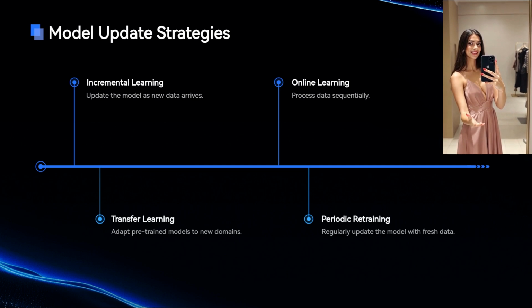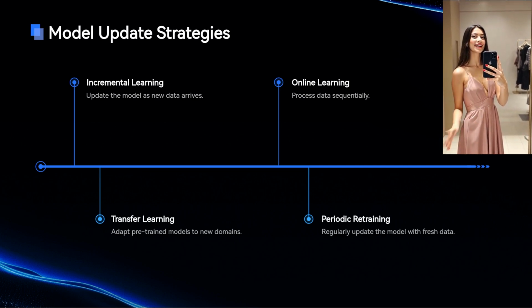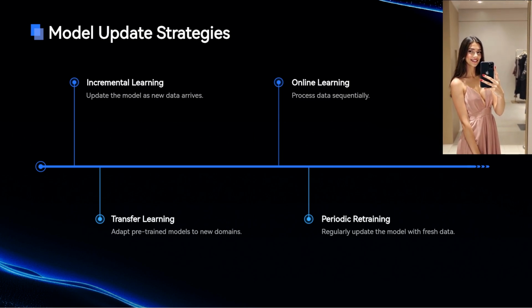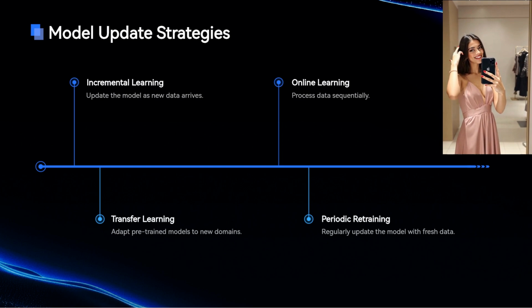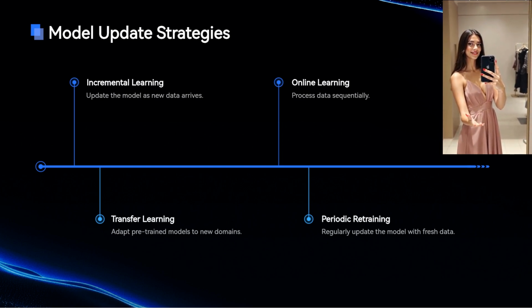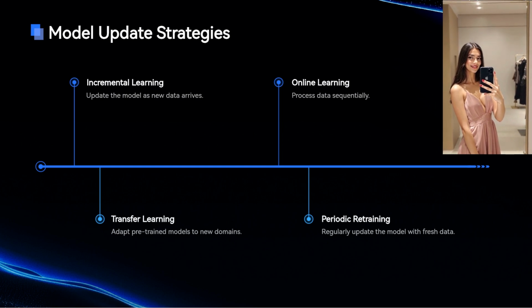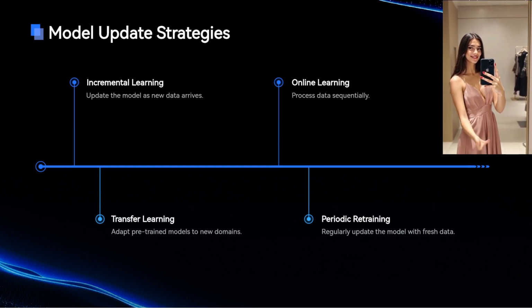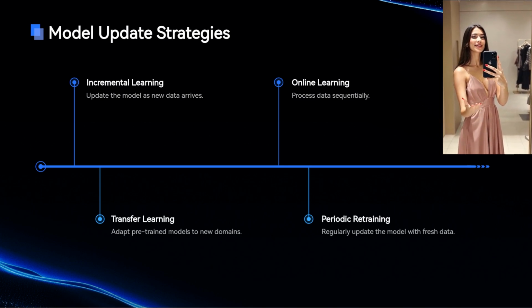Transfer learning helps when shifting to a new domain or task. By reusing a model trained on one dataset and fine-tuning it with a smaller amount of new data, it becomes more adaptable to changes in the environment. Periodic retraining is crucial to keep the model's performance consistent. The model should be retrained periodically using the latest data, especially in situations with substantial shifts in the data.